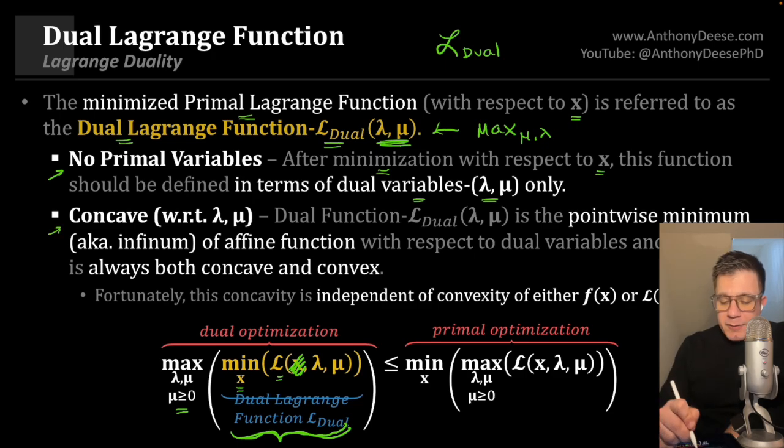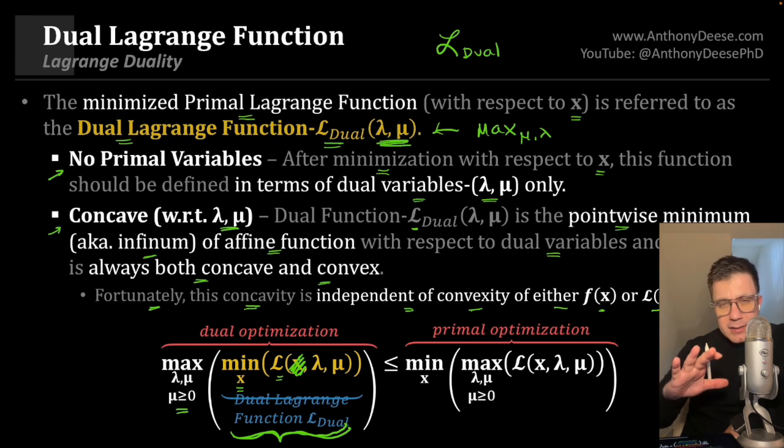It should also be concave with respect to lambda and mu. The dual function is the pointwise minimum, or infimum, of an affine function with respect to the dual variables lambda and mu, and as such, it is always both concave and convex. We talked about this a second ago, and all we need is for it to be concave, and so that's positive. That's what we want. Fortunately, this concavity is independent of the convexity of either f of x or L, the Lagrange function, with respect to x. So what is that saying? That we know the Lagrange function will be concave with respect to lambda and mu, and that has nothing to do with the characteristic of that function with respect to x.